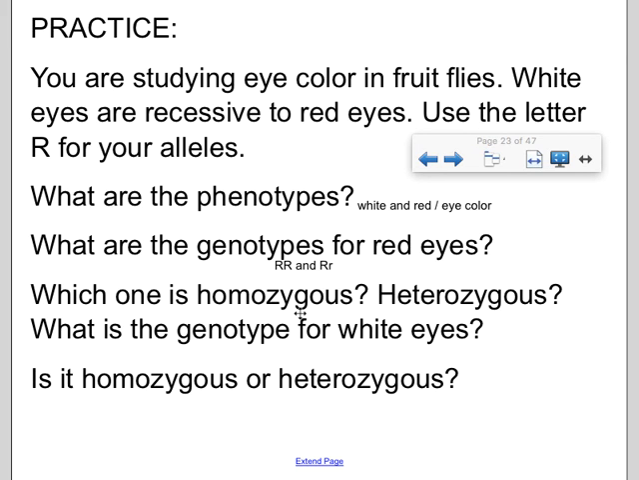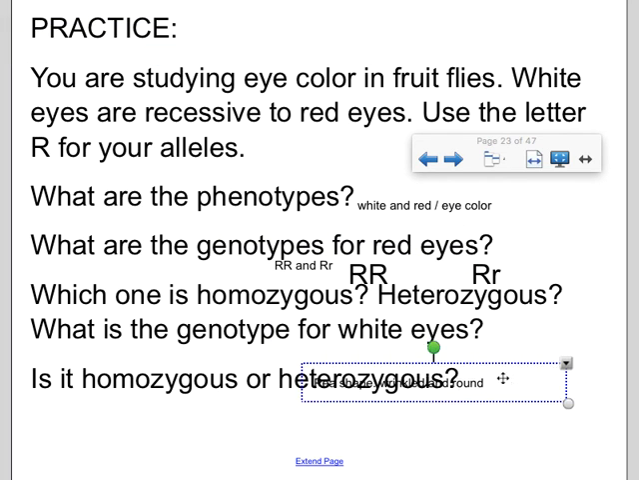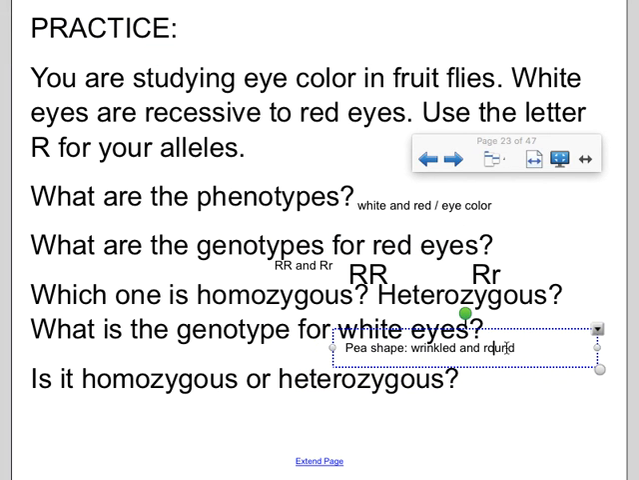But which one is homozygous? Big R, big R. And then hetero? Big R, little R. And then next is little R, little R.